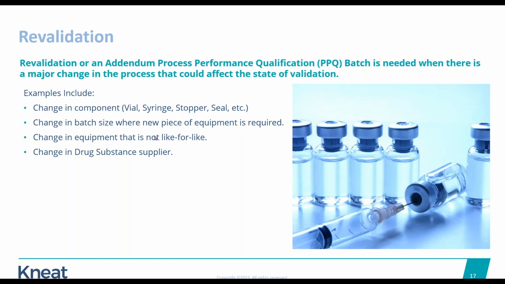So if there is an increase in the batch size where you need a new piece of equipment, or a change in equipment where it's not like for like with that original piece of equipment, typically an addendum PPQ would also be done. And then the last example is a change in the drug's substance supplier. So you might be thinking that it could be argued that the drug would be exactly the same. It's the same batch record, just a different supplier and a different site. But in reality, a new supplier can impact CQAs and CPPs. So we must do that one addendum confirmatory batch to just make sure that we are all good.